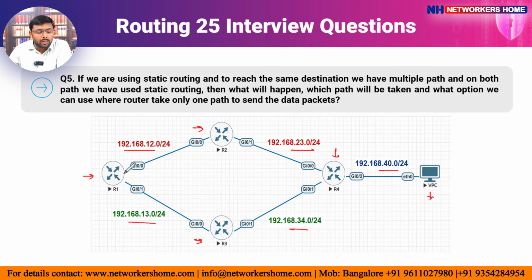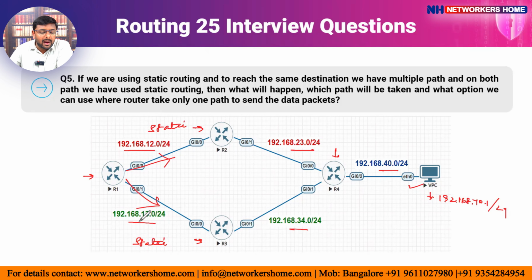Now, from router 1 to reach this particular PC, let's say the PC has the IP 192.168.40.1/24. To reach this PC, router 1 has two ways. It can go via this path, or it can go via this one. In this scenario, we have done static routing here, and here also we have done static routing.